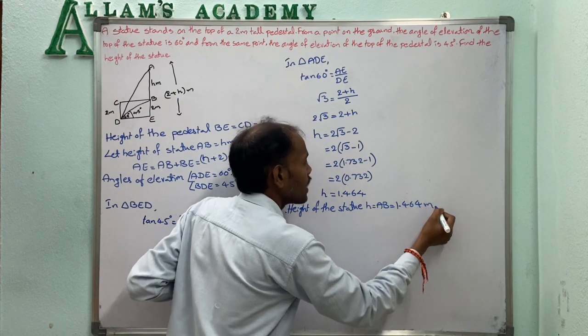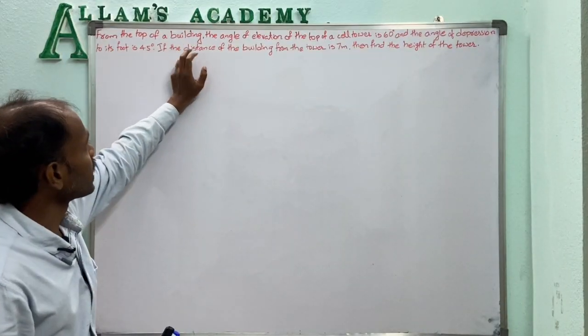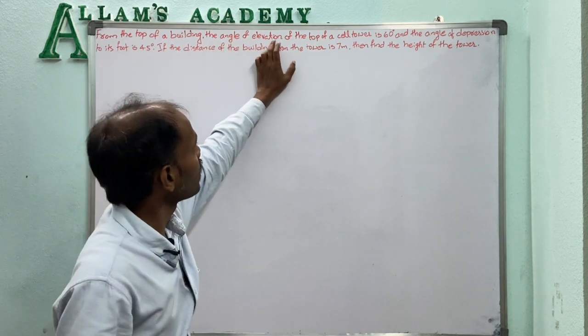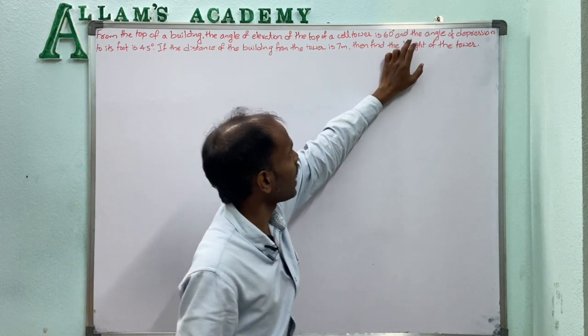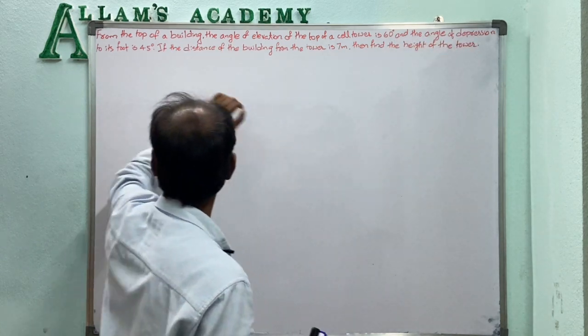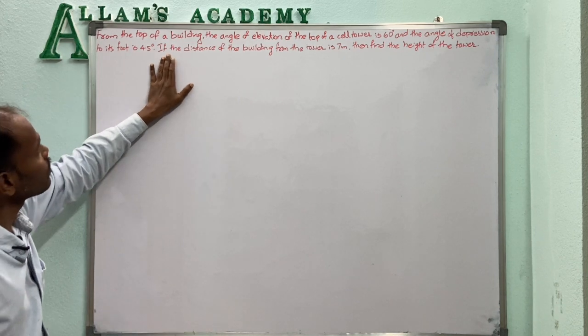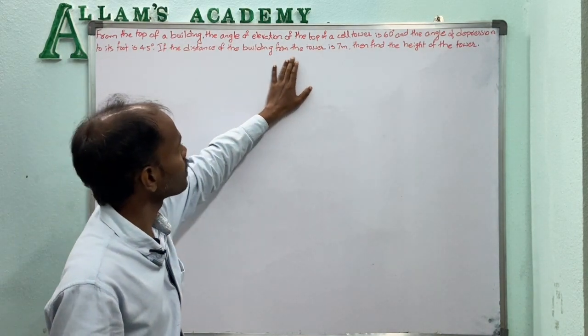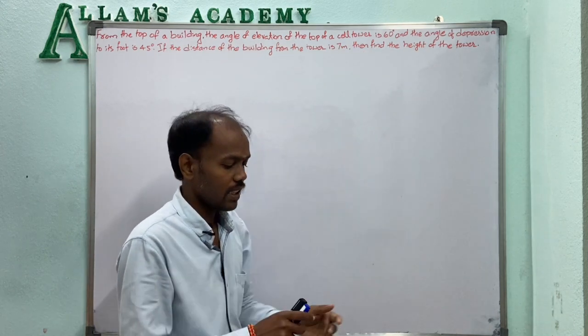Okay. From the top of the building, the angle of elevation of the top of the cell tower is 60 degrees and the angle of depression to its foot is 45 degrees. If the distance of the building from the tower is 7 meters, then find the height of the tower.